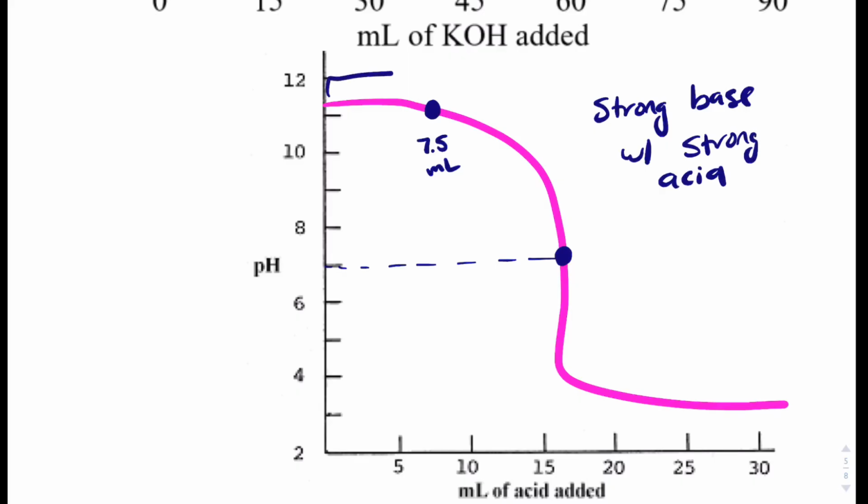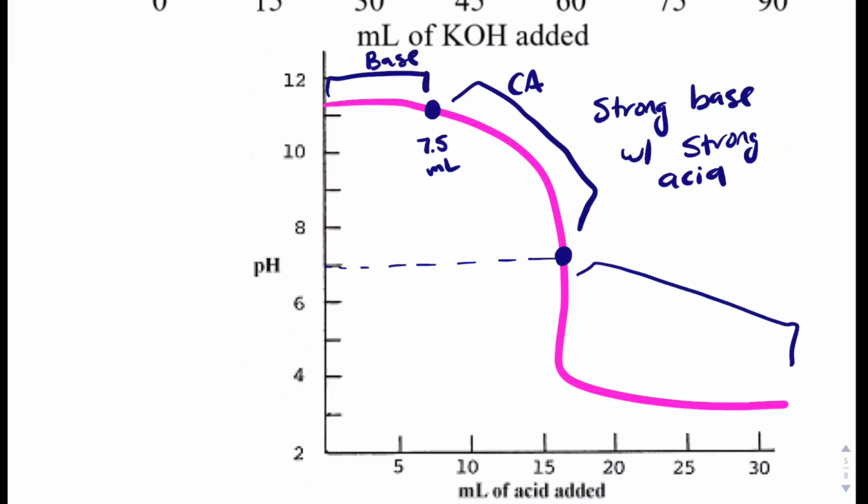So what do I have a lot of initially? Before I get to the halfway point, I have a lot of base. Between here and there, I have a lot of conjugate acid. And after that point, I have a lot of leftover strong acid that never reacted, okay?